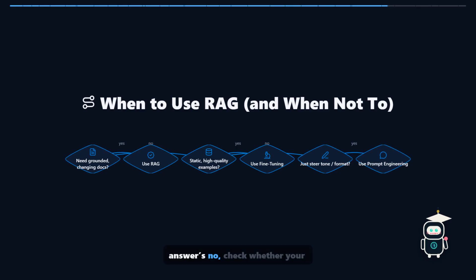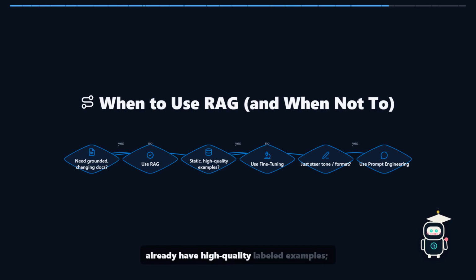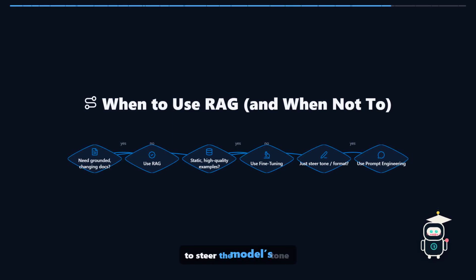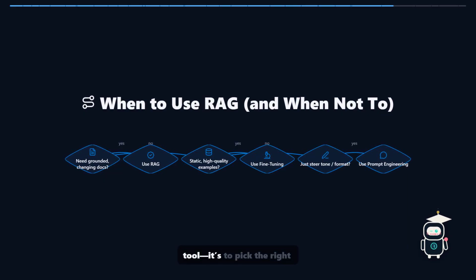If the answer's no, check whether your data is static and you already have high-quality labeled examples. That's fine-tuning territory. And if all you really need is to steer the model's tone or format, prompt engineering alone can handle it. The point isn't to pick the fanciest tool, it's to pick the right one for the job.